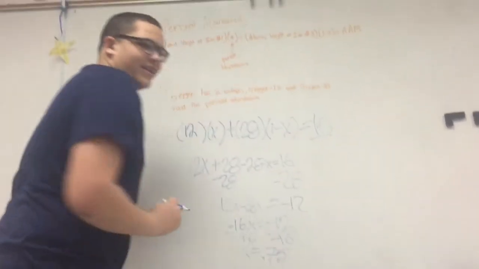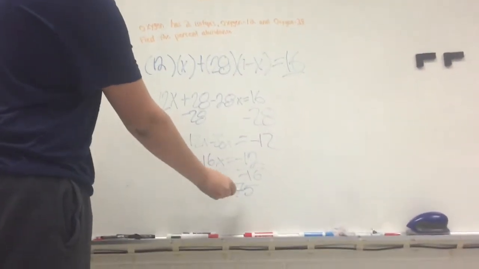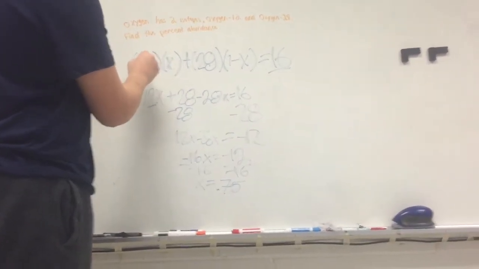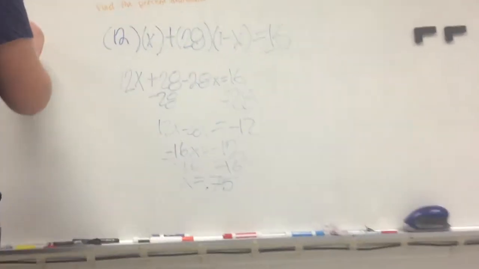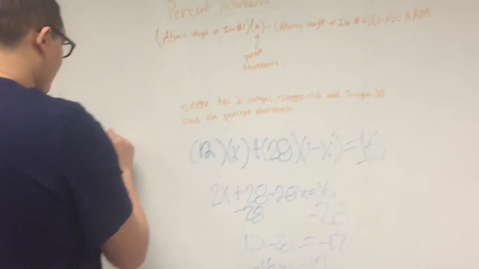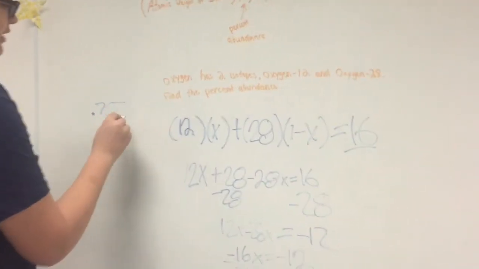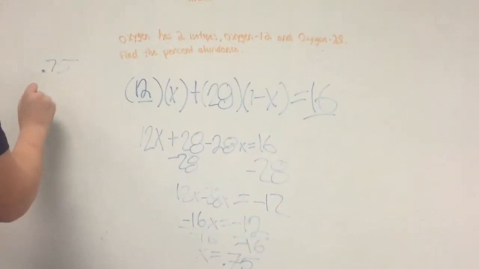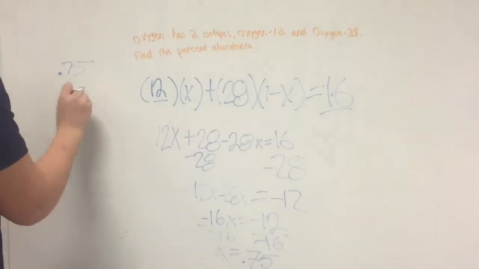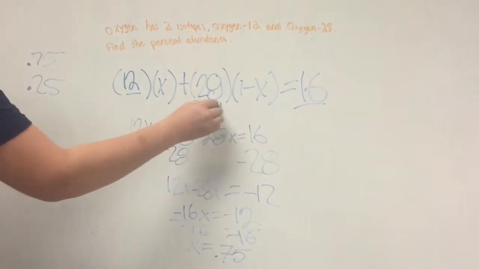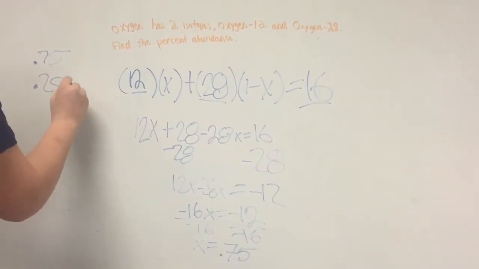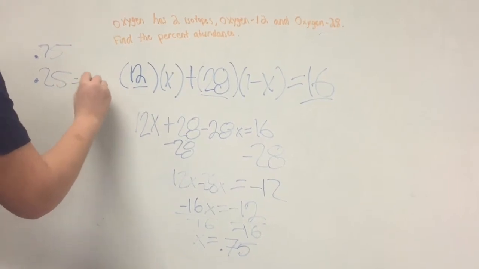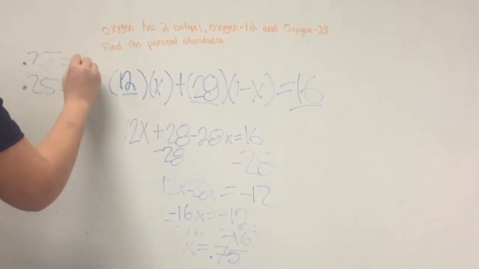So x equals 0.75 is the percent abundance for isotope 1, and 1 minus x, which is 0.25, is the percent abundance for isotope number 2.